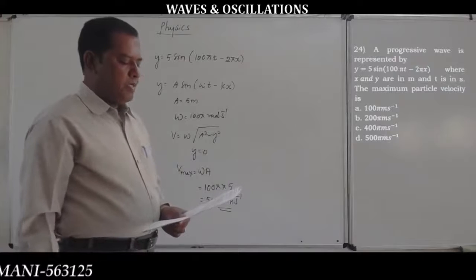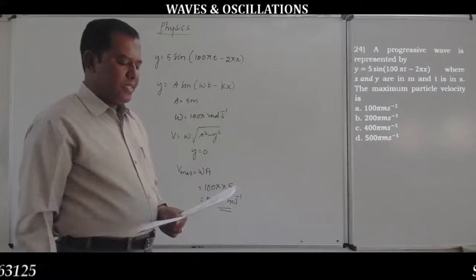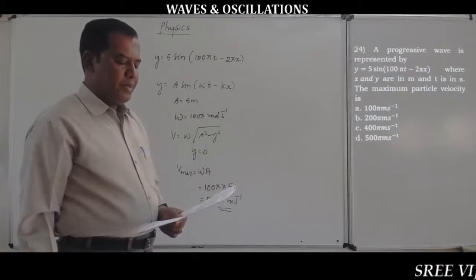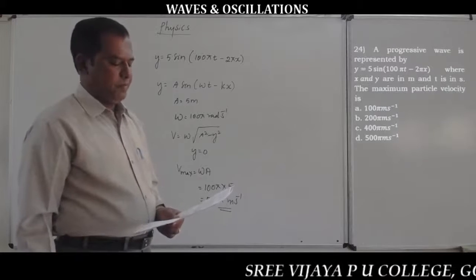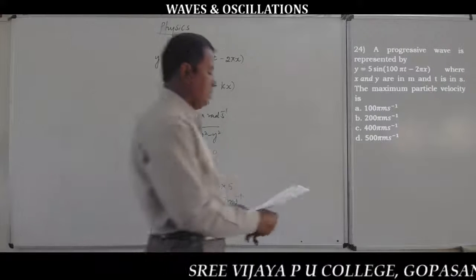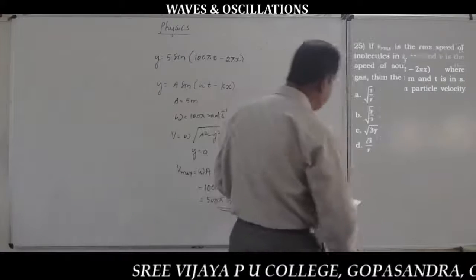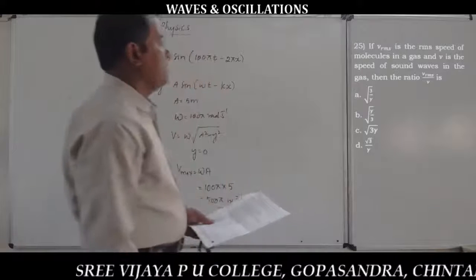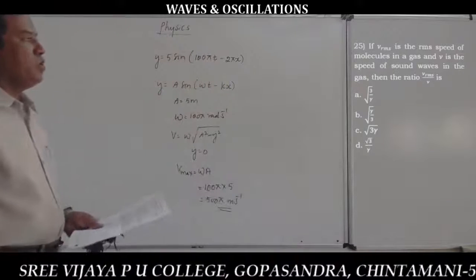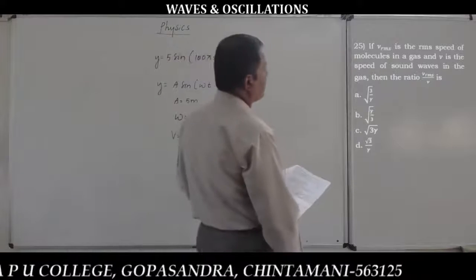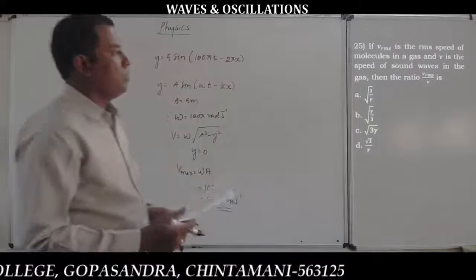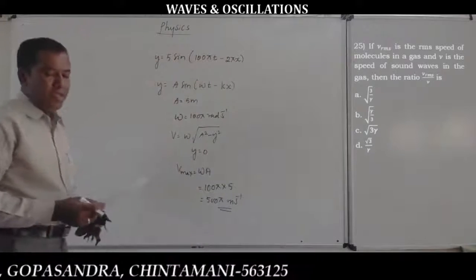If Vrms is the RMS speed of molecules in a gas and V is the speed of sound waves in the gas, then the ratio Vrms by V is. Question number 25. If Vrms is the RMS speed of molecules in a gas and V is the speed of sound waves in the gas, then the ratio Vrms by V is.